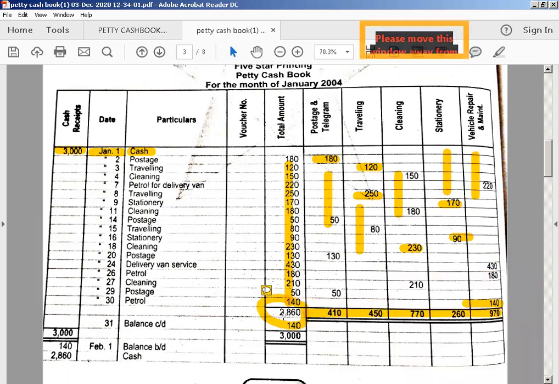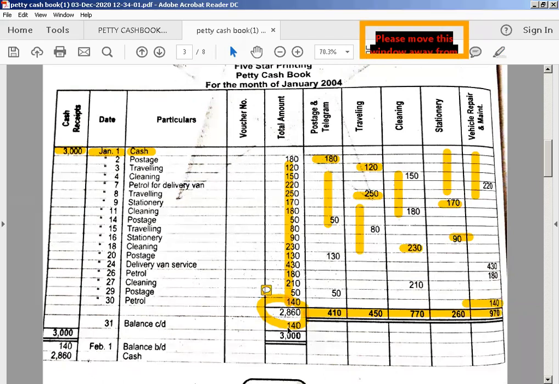Now after doing vertical and horizontal totaling, you have to subtract 2860 from 3000. Okay, from the cash received you have to minus your totaling 2860 to get the amount of balance CD. Okay, so 3000 minus 2860, the amount is 140. Clear? So this amount of 140 will be your balance CD.